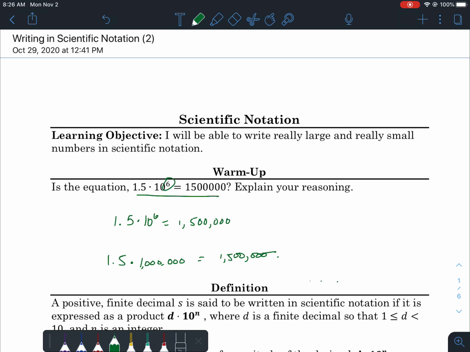The 6 does not represent the number of zeros, but the number of place values. A lot of people think, oh, that's the number of zeros. You just add 6 zeros, but that's not true. It's the number of place values.